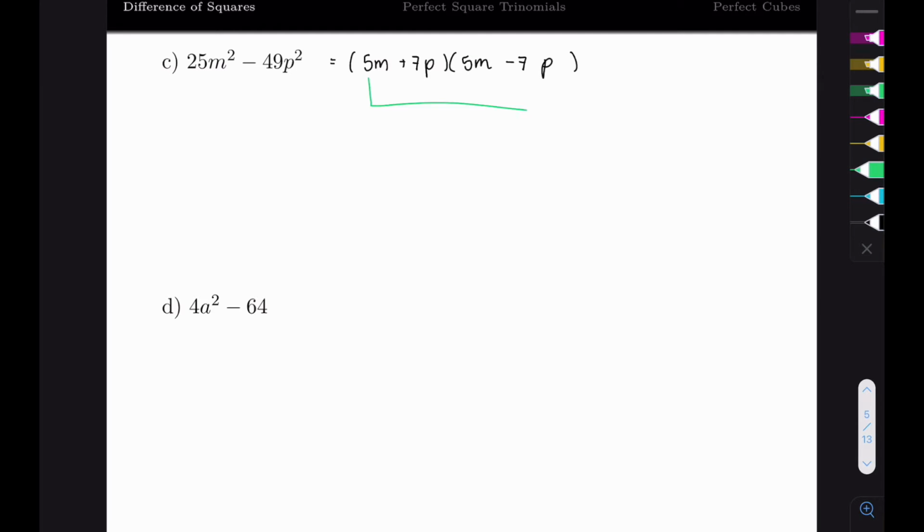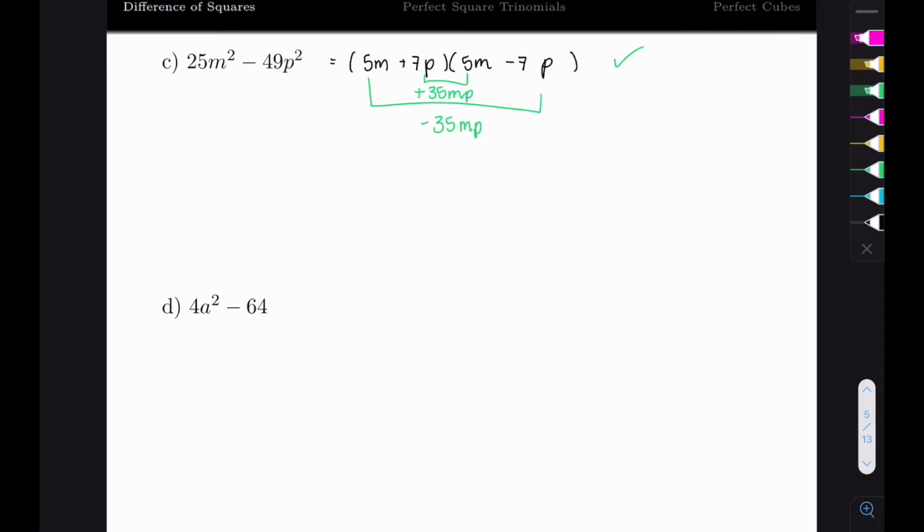If we check the outer term, that's negative 35mp. And if we check the inner term, it's 35mp. So the outer and inner cancel and give us nothing in the middle, which again, is what we want. Okay. For this next one, we have a couple options.